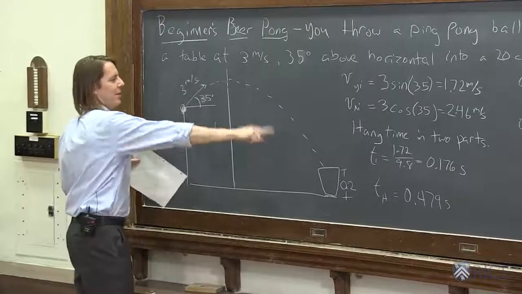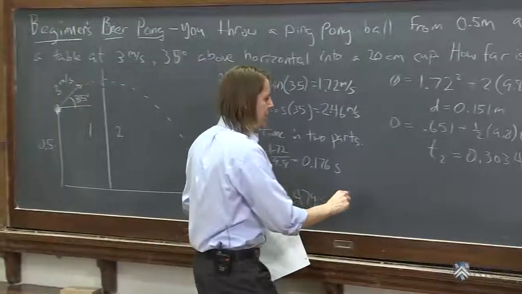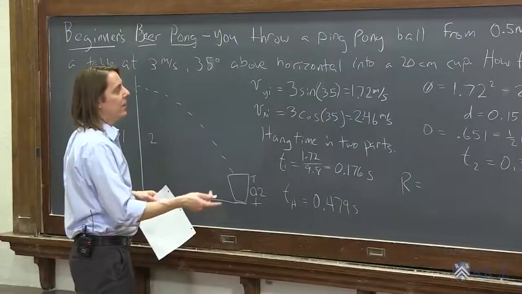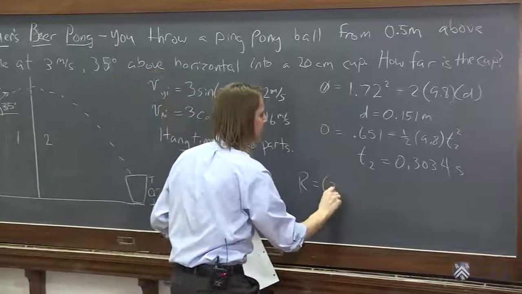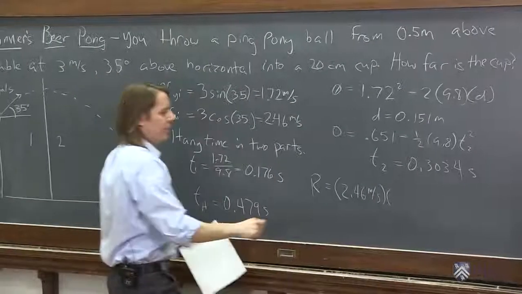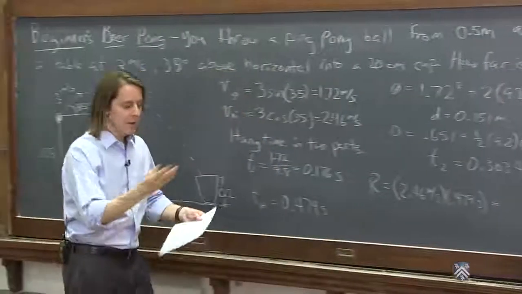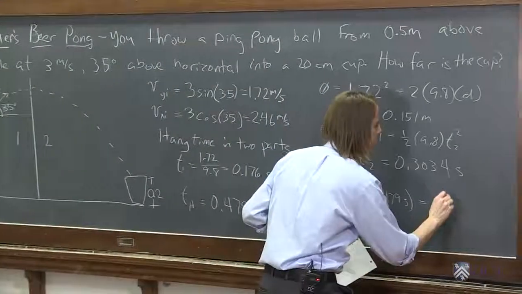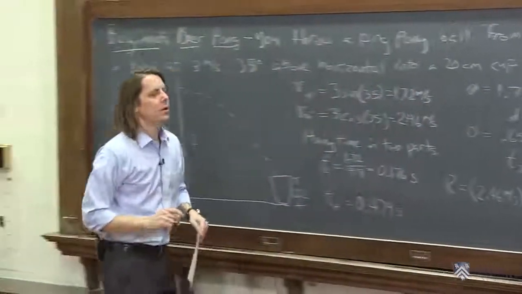We were asked for how far? The range, in this case, the range for an uneven trajectory. So to get that, we just have to figure out r is simply d equals vt. So it's the x velocity, 2.46 meters per second, for 0.479 seconds. And then you get how far away was the cup? 1.18 meters. So about a meter away.